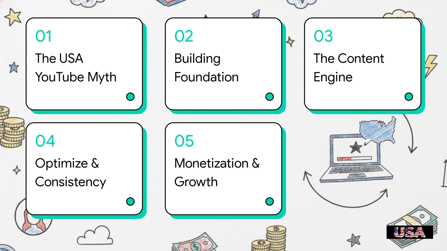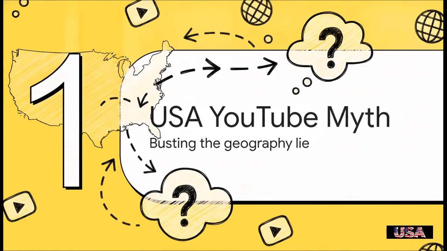Here is the exact roadmap of the creator's journey we're exploring today. 1. The USA YouTube myth. 2. Building your foundation. 3. The content engine. 4. Optimization and consistency. And finally, number 5, monetization and audience growth. So, kicking things off with section 1, the USA YouTube myth.